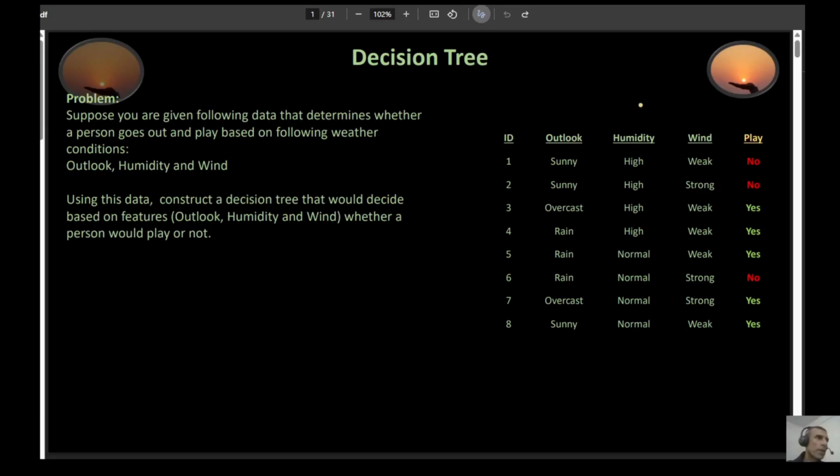Suppose you're given the following data set, this one right here. This contains three features: outlook, humidity, and wind speed. Based on that, a person either goes outside to play or not to play. Your job is to construct a decision tree that would decide, based on these three features, outlook, humidity, and wind, whether that person is going outside to play or not.